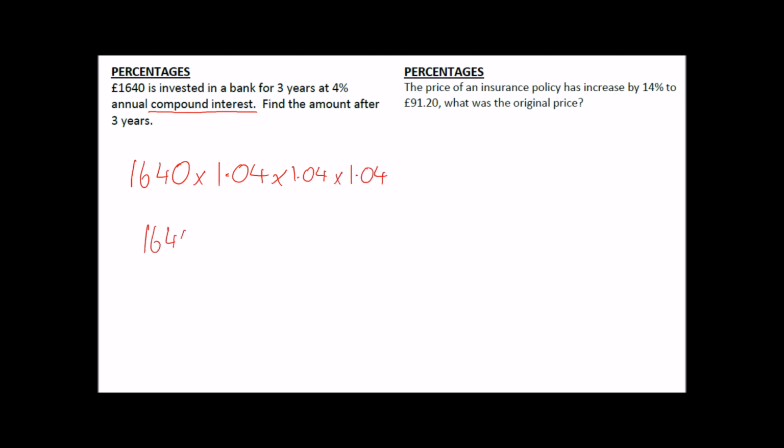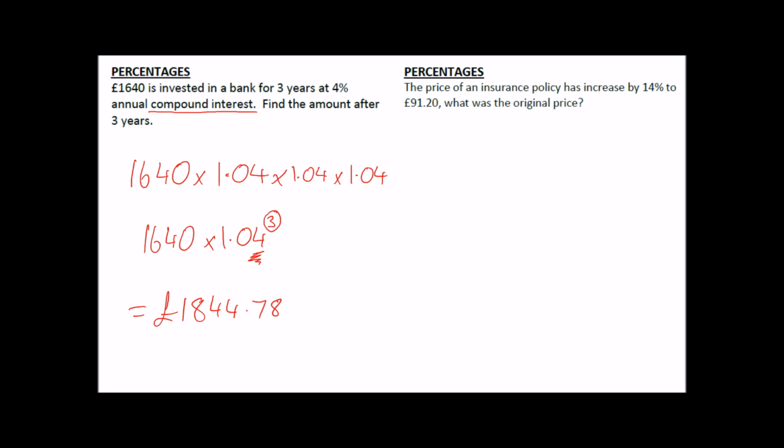Now the shortcut for this is just to do 1,640 times 1.04 to the power of 3. So this is the number of years that it's in for, and this is the interest rate. And if you put that in to your calculator, you get £1,844.78 if you round that.